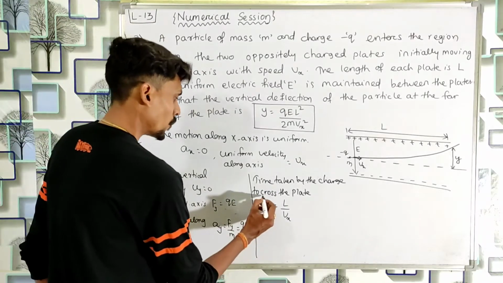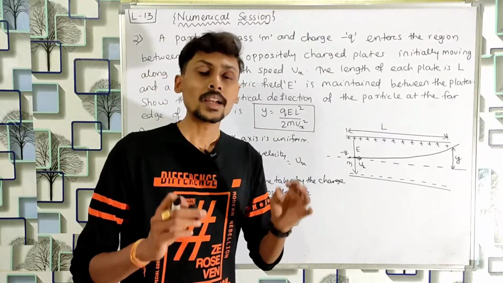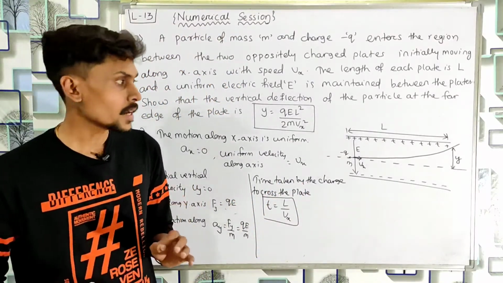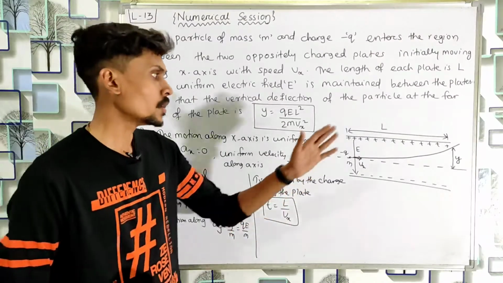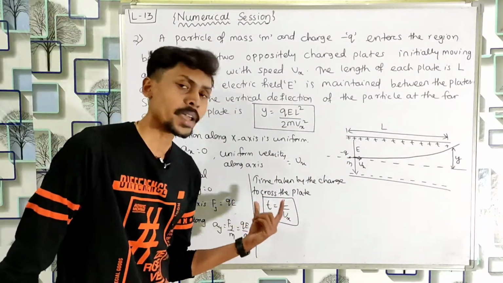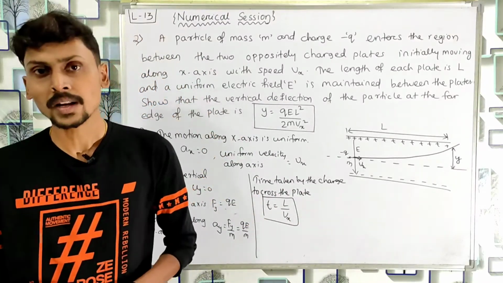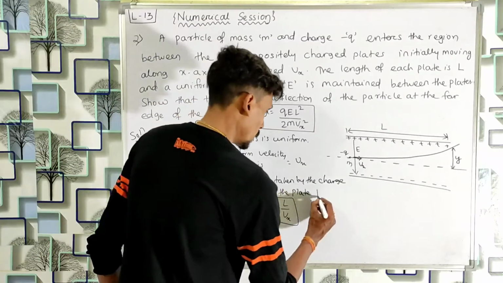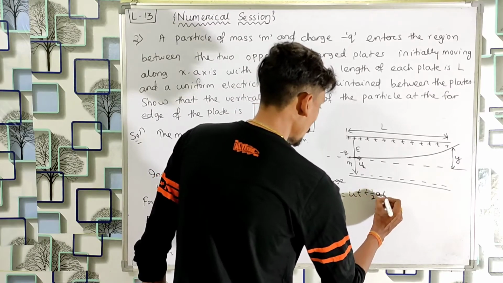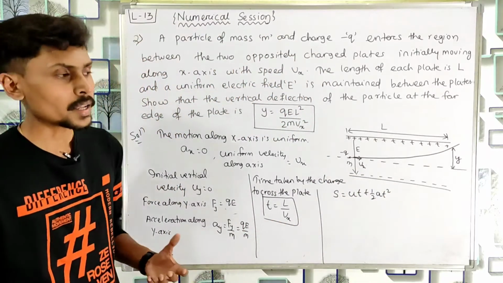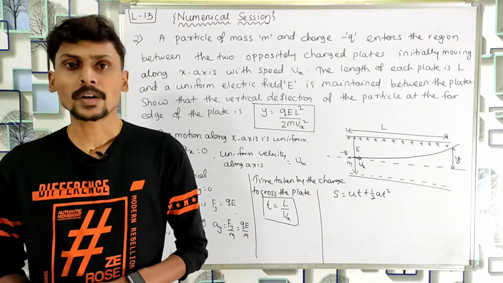Means for this time interval, the charged particle will stay inside the uniform electric field, or inside the region between the two plates. And during this time, what is the vertical displacement covered by the charged particle? The vertical displacement will be given by this formula, S equal to ut plus half at square, because we know that to calculate the displacement in uniformly accelerated motion, we have to use this formula, S equal to ut plus half at square.